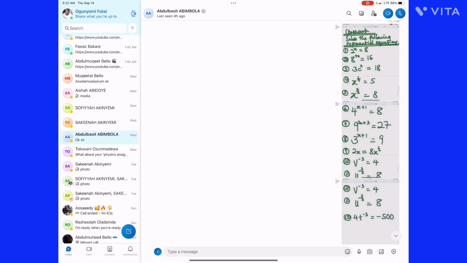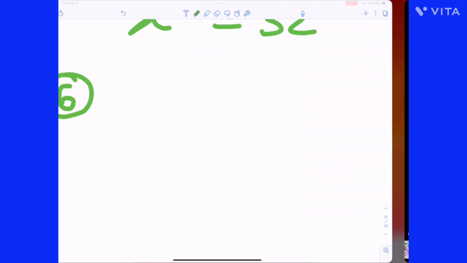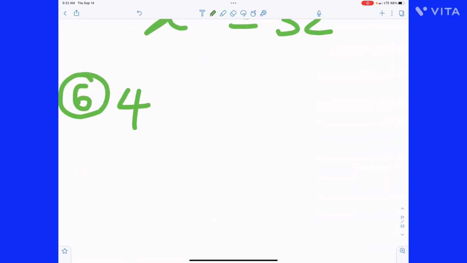This is not scrolling. Let me get to the next one. Question 6 says 4 raised to power x plus 1 is equal to 8. Now here, I need to write both sides in the same base.